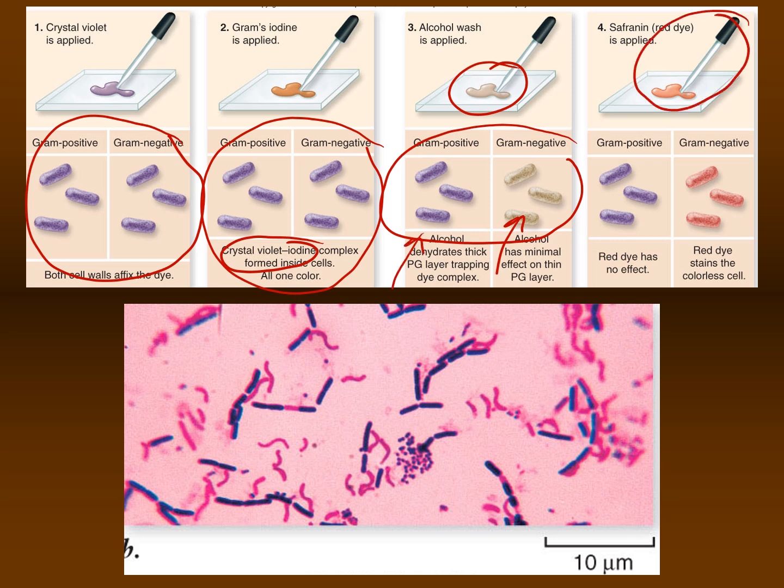And finally, safranin, which is the secondary stain, is added to the sample. It has no effect on already purple gram-positive cells, but stains gram-negative cells pink. And this is what you can expect to see under the microscope if you have a mixture of gram-positive purple and pink gram-negative cells.